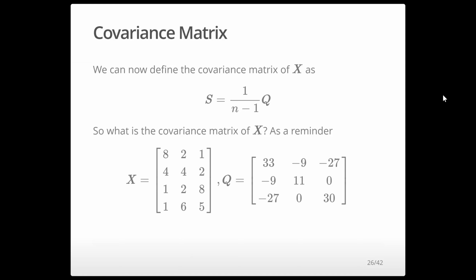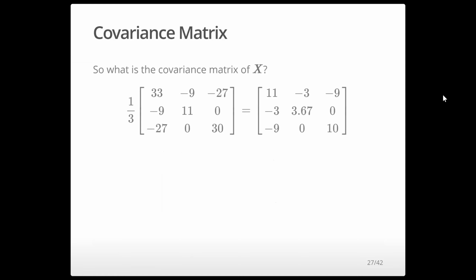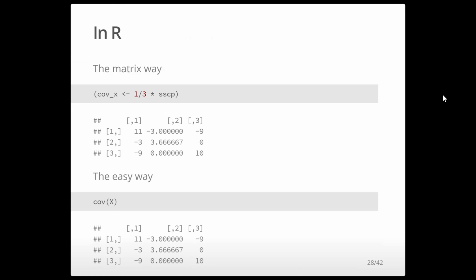So as a reminder, we have X here, and that's more just to remind you that it's a 4 by 3, so n equals 4. And then we have Q. So to get the covariance matrix of X, we are going to take 1 over 3 times Q, because 3 is n minus 1, 4 minus 1 is 3. And that's going to give us our covariance matrix. And so, of course, we can do this with matrix processes by multiplying 1 over 3 times our SSCP, our Q matrix. Or we can also always just use the cov function on X, and you see we get the same result.